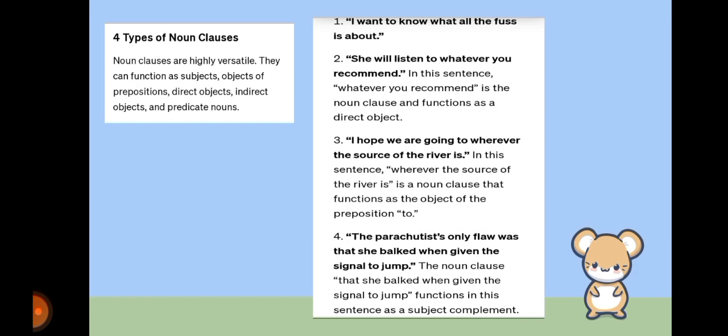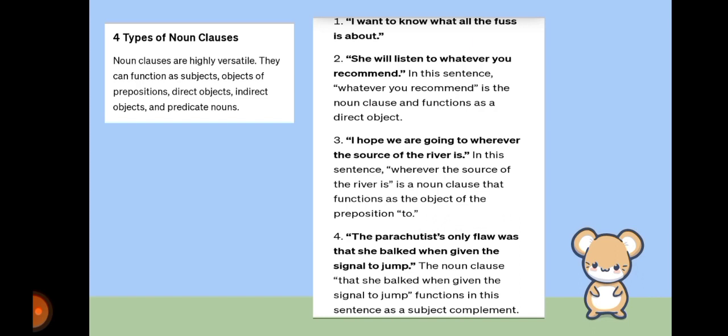The first one, I want to know what all the fuss is about. The second one, she will listen to whatever you recommend. In this sentence, whatever you recommend is the noun clause and functions as a direct object. The third one, I hope we are going to wherever the source of the river is.